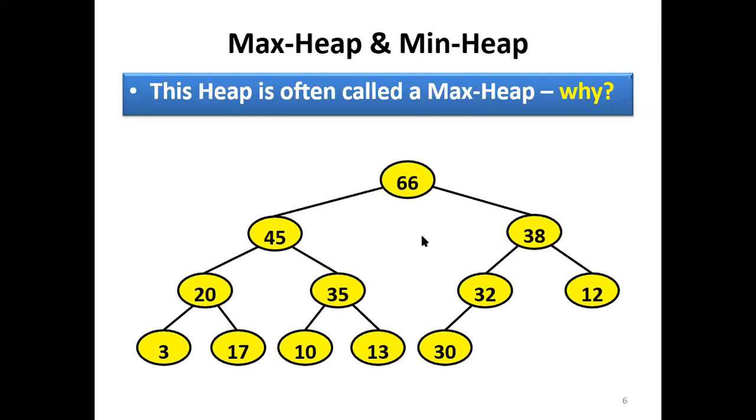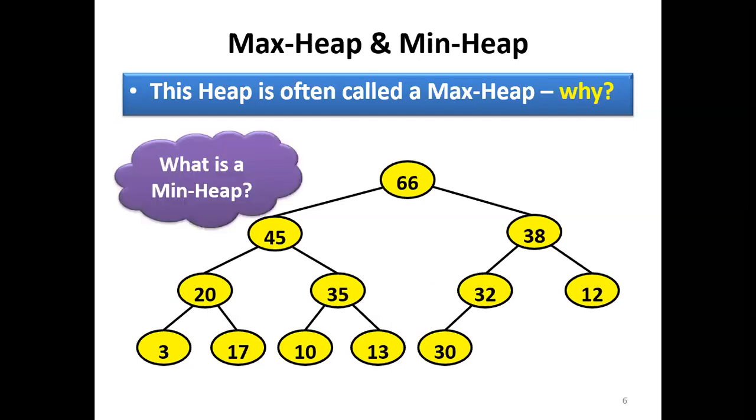So the max heap can be converted to a min heap. And what is the difference between the max heap and the min heap? The min heap can be said to be the inverse of the max heap. This is because in a max heap, the root node is always the largest number, but in a min heap, the root node is the smallest number.